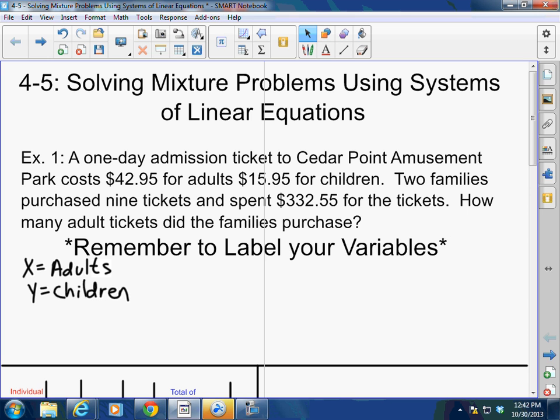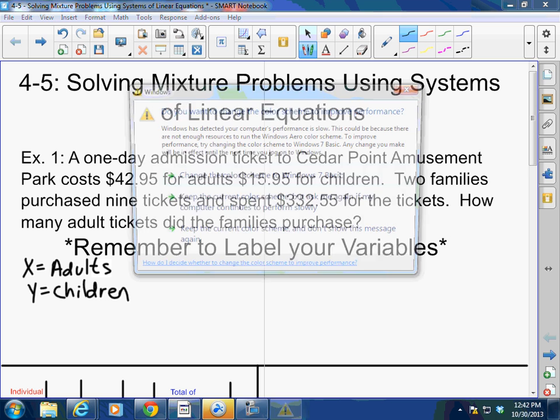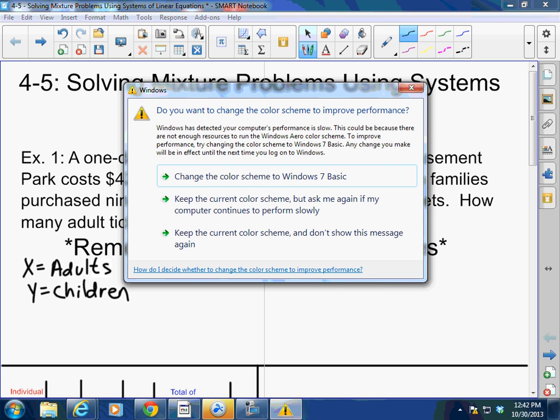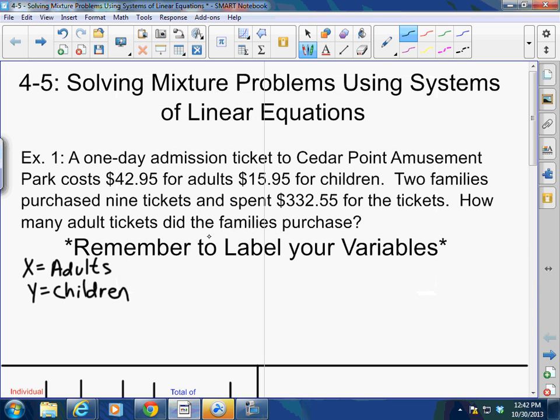Okay, now, from direct translation, which we have already talked about, it's pretty easy to see here. Well, if I bought a total of 9 tickets, right? Hey, we have here, oh my God, why is this happening? I'm sorry, guys. This is, I don't know. Keep current color scheme. Leave me alone.